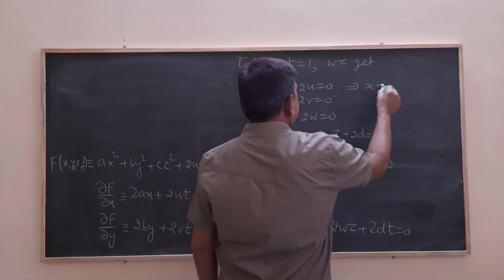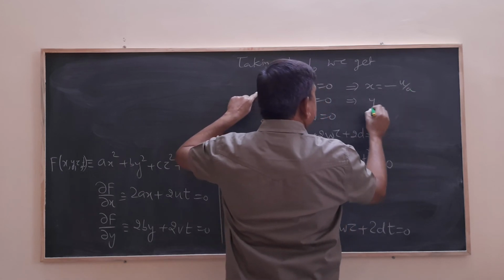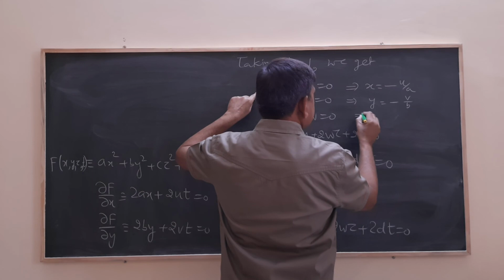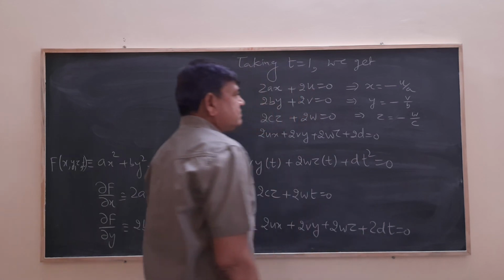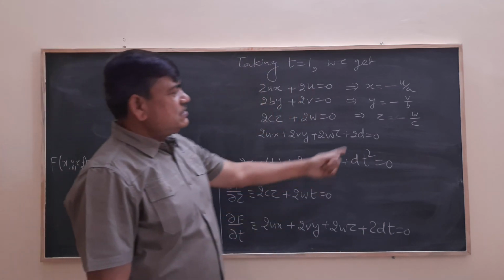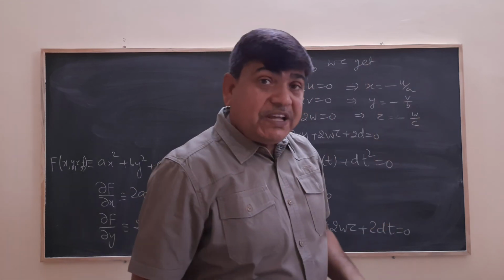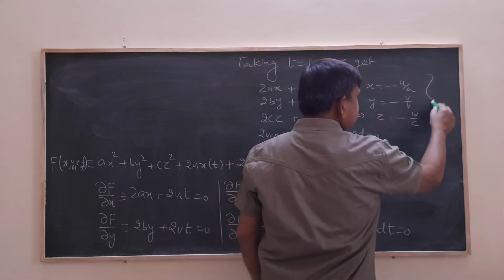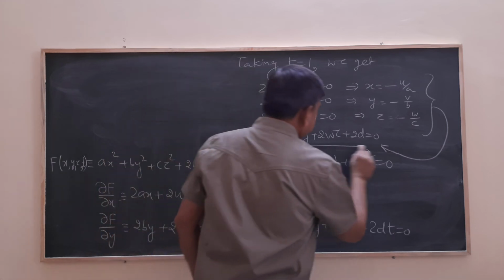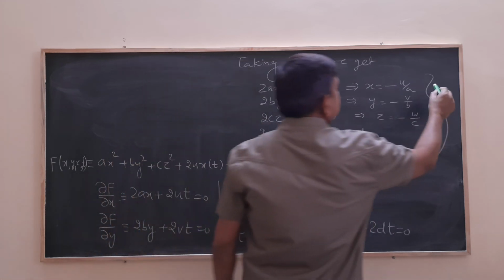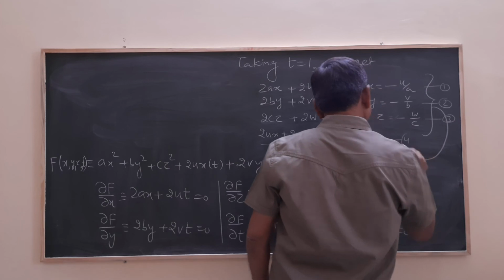And this implies the value of x, that is minus u upon a, y is minus v upon b, z is minus w upon c. X is this, y is this, and z is this. Now the equation will be the equation of the cone if the value of x, y and z is satisfied by this equation. Okay, so this is the first, second, third, and this is the fourth.